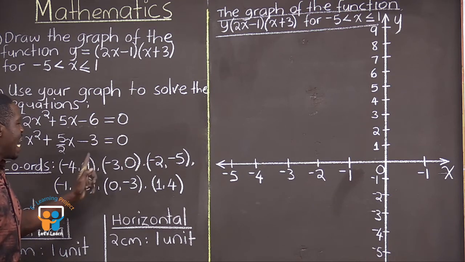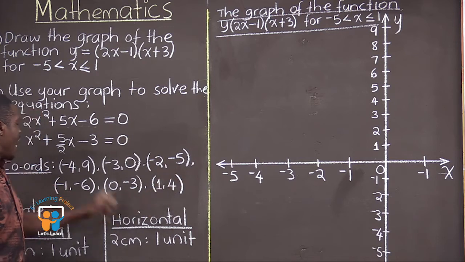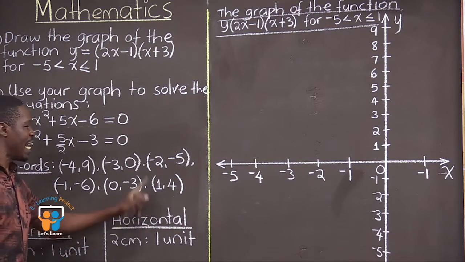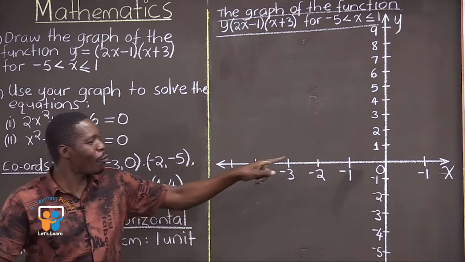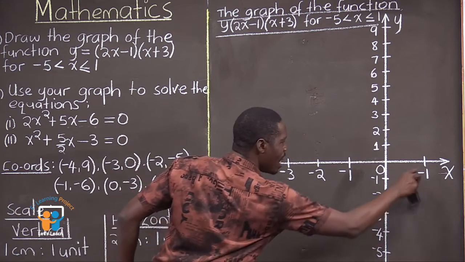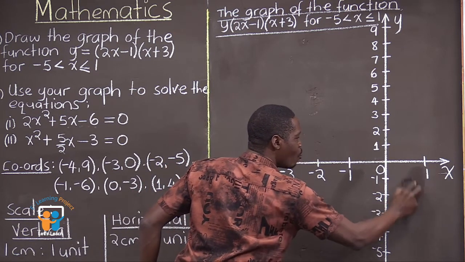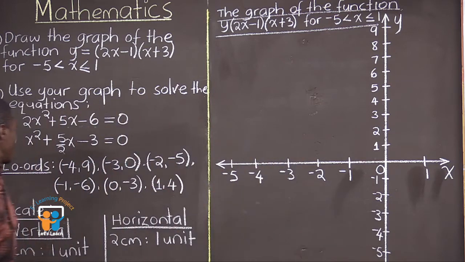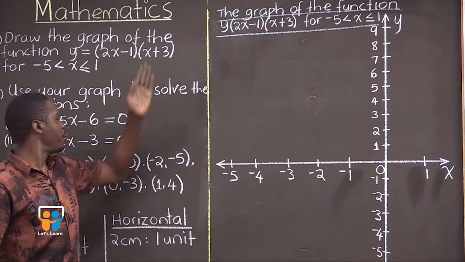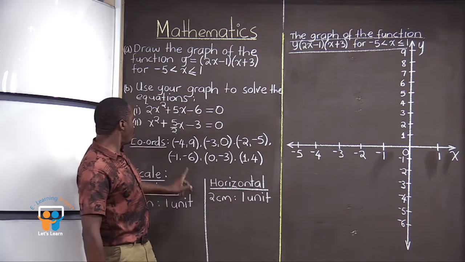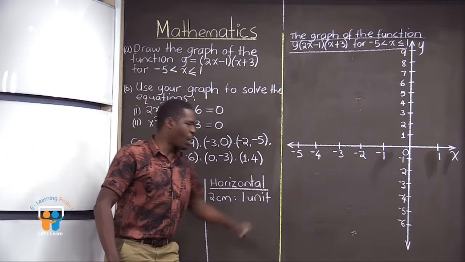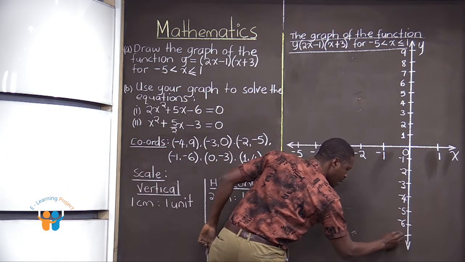A -4 and a 9, a -3 and a 0, a -2 and a -5, a -1 and a -6, a 0 and a -3, a 1 and a 4. Now, when you look at the x-axis, we have a -4, a -3, a -2, a -1, a 0, a 1. That's why I'm having a 1 on the other side. This is a 1. Don't be mistaken and think that is a -1. It is a 1. And then x on the left-hand side, I'm having up to -4, which is up to here. Then up on the y-axis, my highest value is a 9. And then down, my lowest value is a -6. So you can even add on and go up to -7. It's okay, no problem. No one will arrest you.